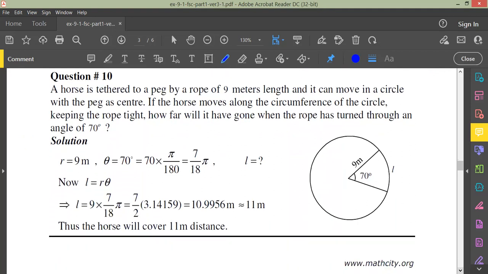Okay, question number 10. A horse is tethered to a peg by a rope of 9 meters length and it can move in a circle with the peg as center. So we will discuss it in the second part of the lesson.